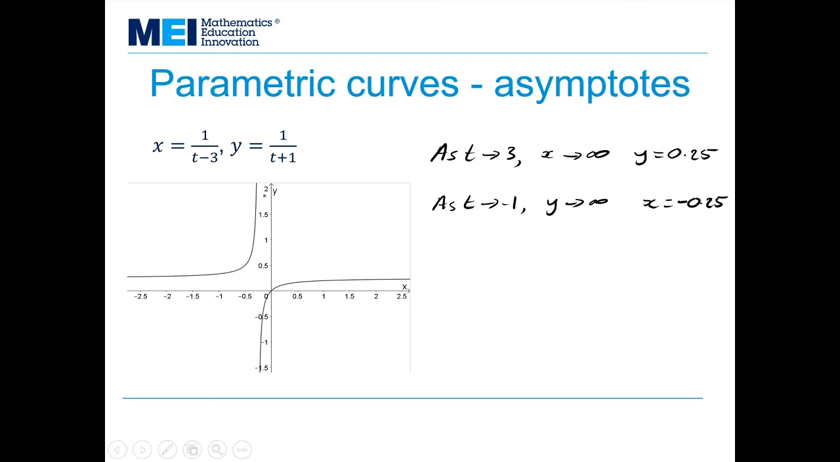Now, alternatively, I could have converted from parametric to Cartesian, and I could have used the same techniques that I did in the previous video to find the asymptote. So let's have a look at how we would do that. So x is 1 over t minus 3, so I can rewrite t equals 3 plus 1 over x, and y can then be written as x over 4x plus 1. And then I can think about what happens as x tends to infinity, and also when 4x plus 1 is equal to 0, and checking that x is not equal to 0.